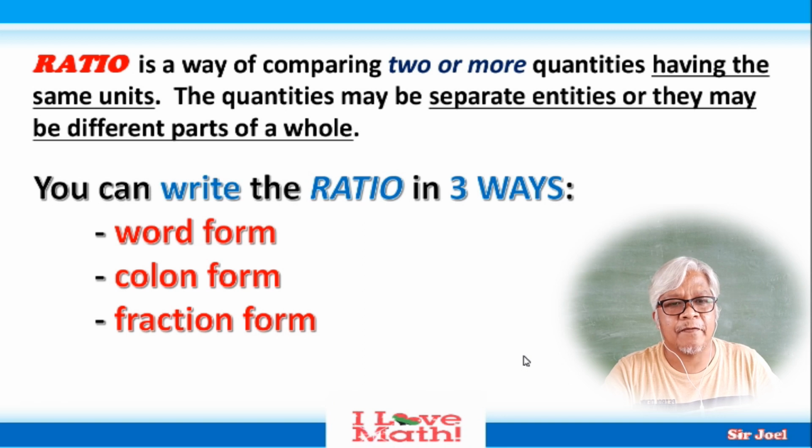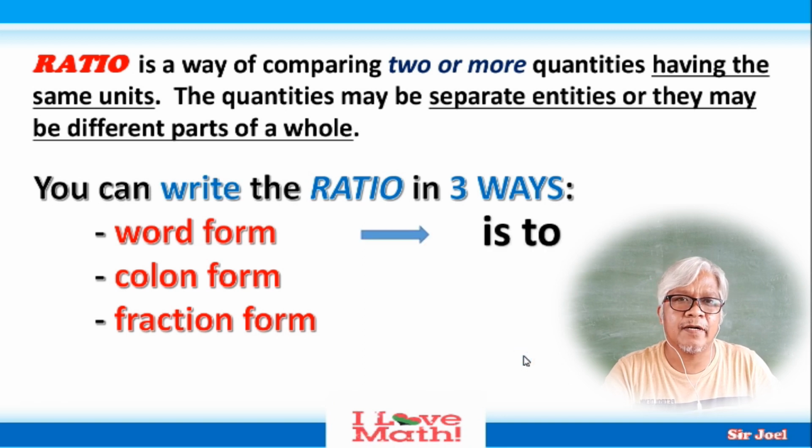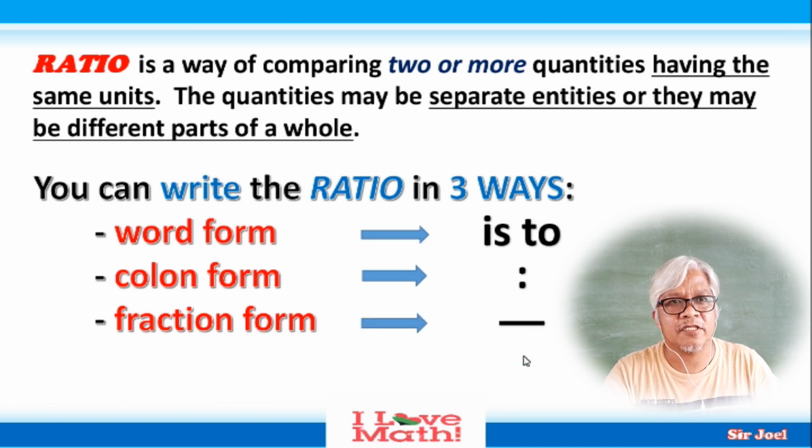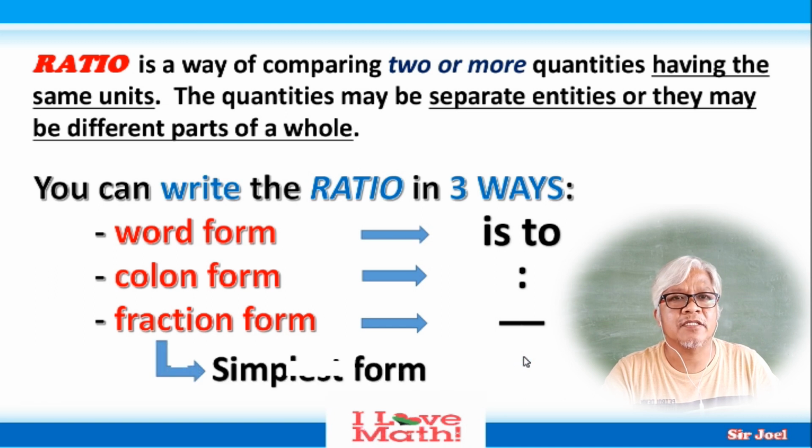Pag sinabing word form, gagamit lang kayo ng word na "is to". If it is in colon form, using the colon symbol. And if it is in fraction form, you'll be using the vinculum sign para maging siyang fraction. And speaking of fraction, simplest form is important. Meaning to say, if you are going to write a ratio or compare two or more quantities using ratio, dapat see to it na ito ay naka-lowest term.